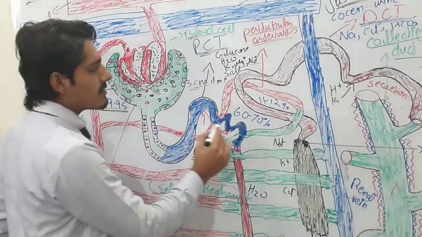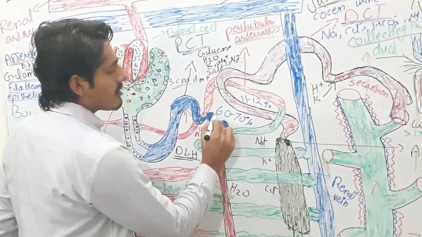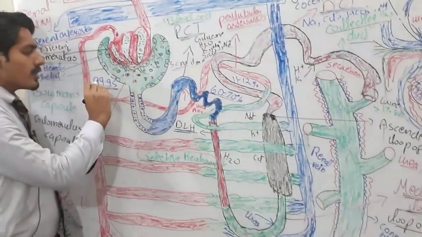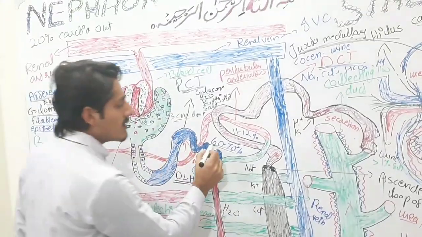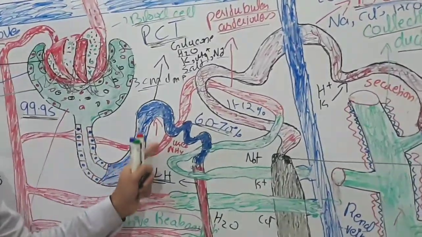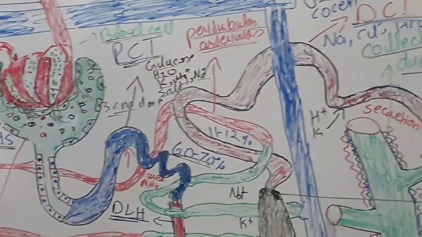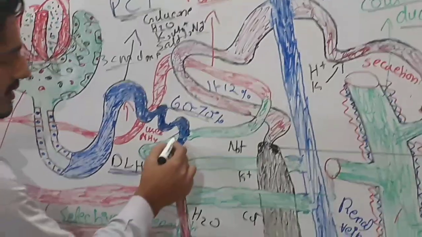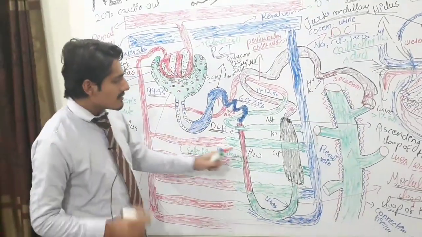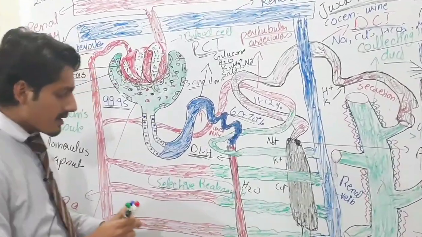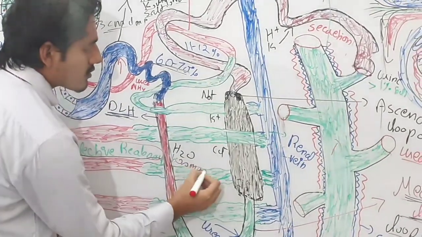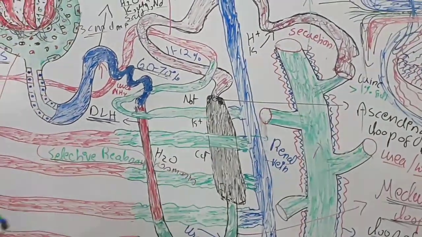Okay, when the filtrate goes towards the loop of Henle, it is around 60 to 70%. The 99.95% is reduced to 60 to 70% because the remaining filtrate is reabsorbed into the peritubular arteries present around the proximal convoluted tubule. Going downward, there is a thin part called the descending loop of Henle. Here water molecules are reabsorbed by a mechanism called osmosis, through which water is reabsorbed into the peritubular capillaries.